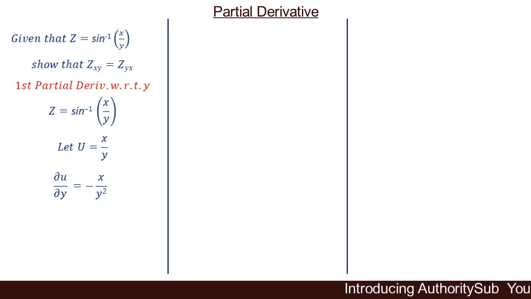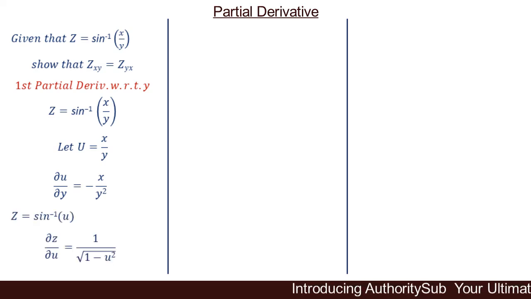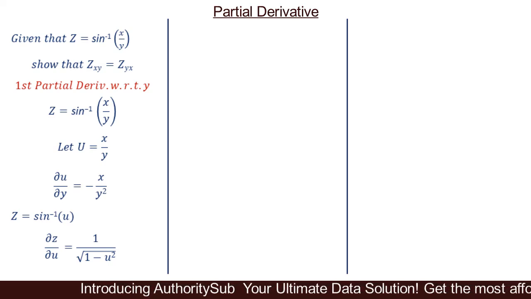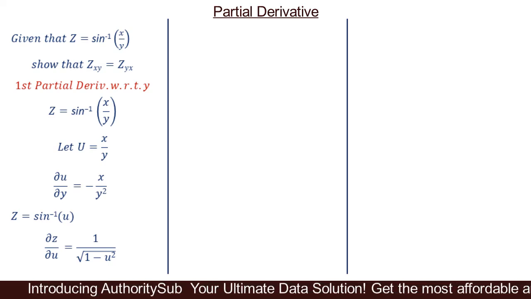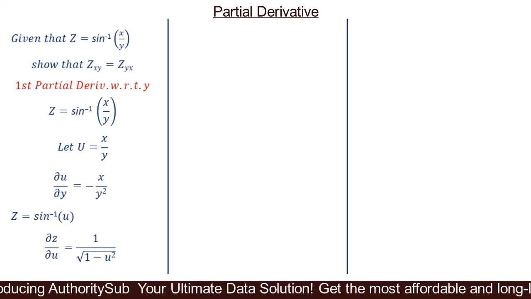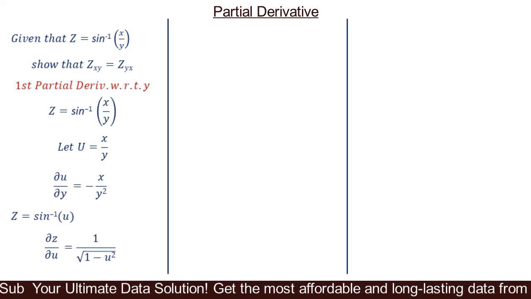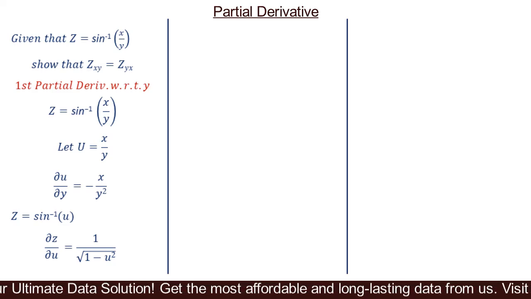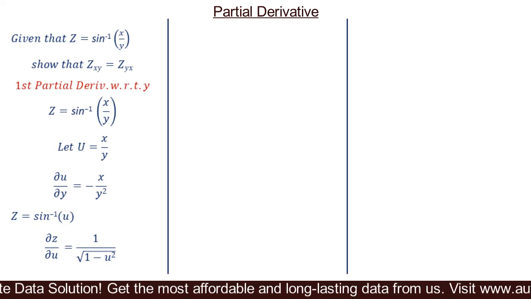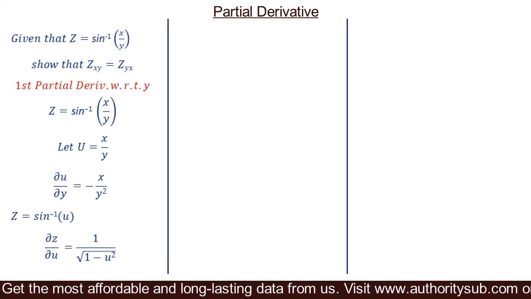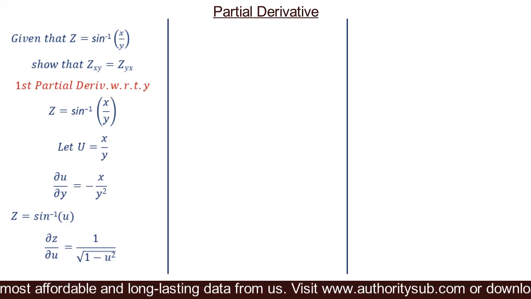Now you know that your z is sine inverse of x all over y, and we just did a substitution u. So that means we have z is equal to sine inverse of u. Since z is equal to sine inverse of u, we differentiate this z partially with respect to u, because z is now a function of u. Differentiating, the partial z all over partial u is equal to 1 all over square root of 1 minus u squared.